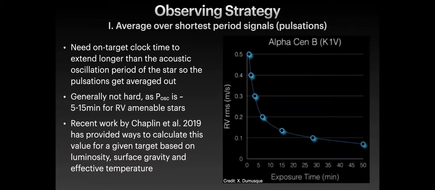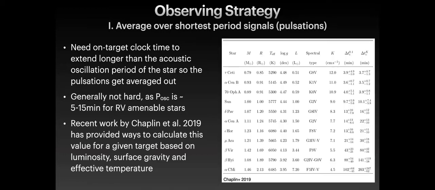As an example, this is data taken for alpha Cen B, which is bright enough that the individual exposures are super short, and we can then bin them down into different total exposure times. When the total exposure time is less than 15 minutes, you can see that the RV RMS is notably higher because the pulsation modes have not yet been averaged out. They're still independent signals that are impacting your data. But once you extend the exposure time out to 15 minutes or greater, then the RMS drops down considerably.